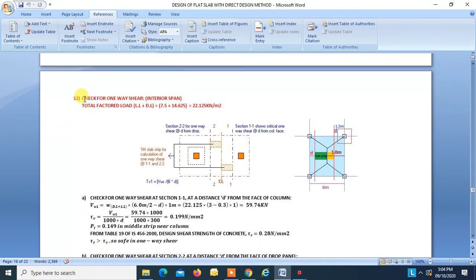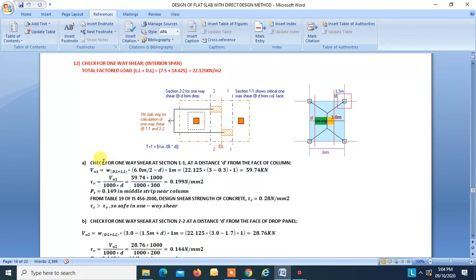Now we will do the check for one-way shear for interior span. Actually, you have to do it for exterior span and interior span, but here we are just doing it for interior span. So total factored load is 22.125 kilonewton per meter square. We will check at two sections. One is at a distance d from the column, and another is at a distance d from the drop. So check for one-way shear at section 1, that is at a distance d from the face of the column.